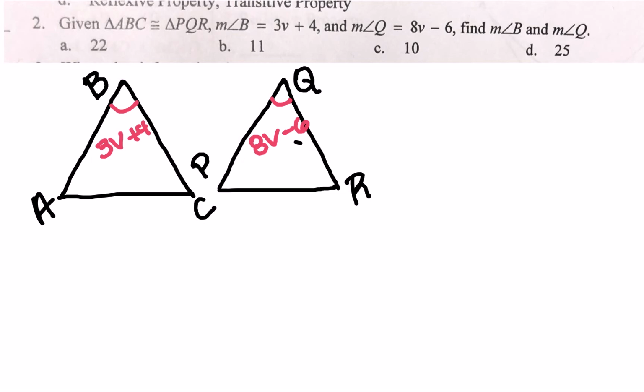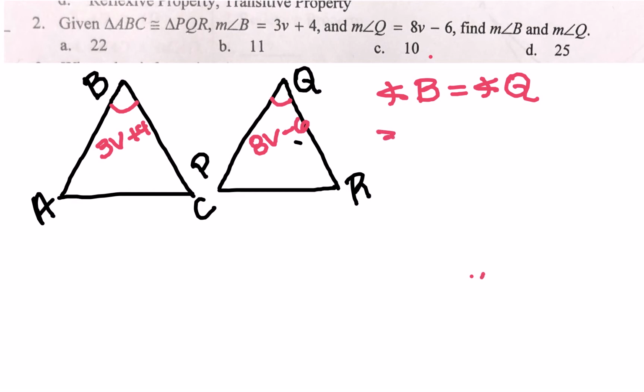Now, if those two triangles are congruent, then corresponding parts of corresponding triangles are also congruent, so I can say that angle B and angle Q are congruent. So angle B is equal to angle Q. Having said that, I can make an equation. So, equal 3v plus 4 to 8v minus 6 and solve for v.